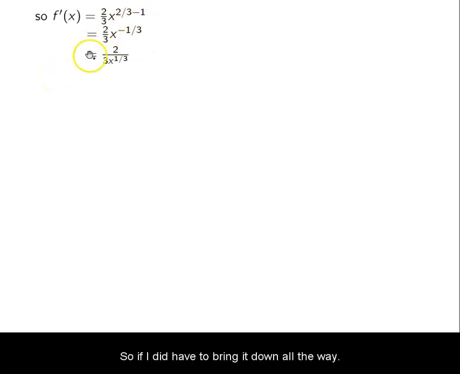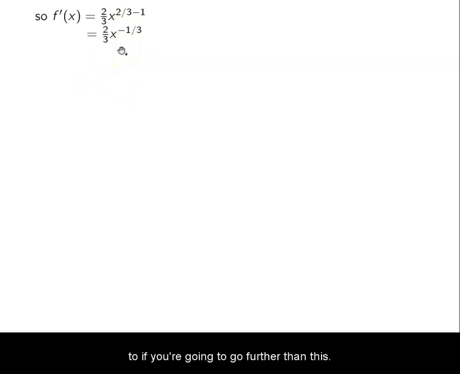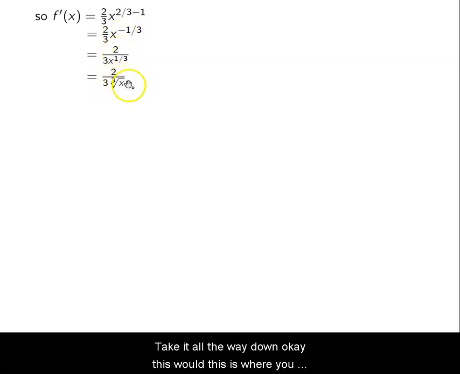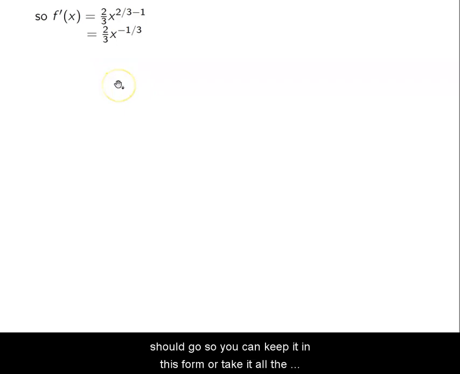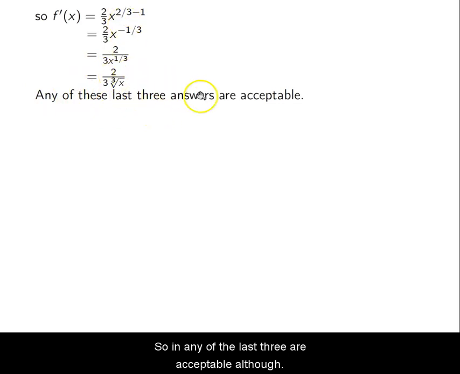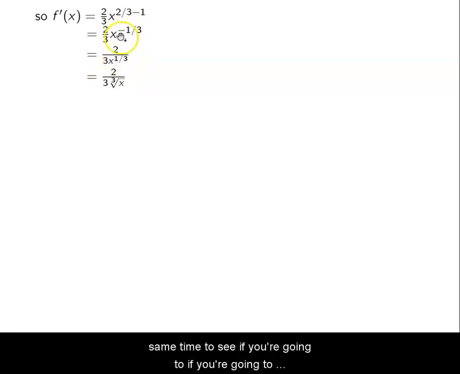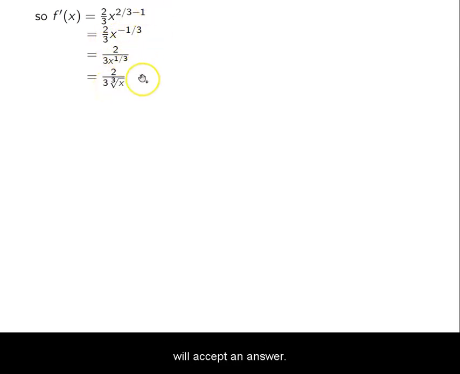So if I did have to bring it down all the way, I guess this is an okay answer. Really, if you're gonna go further than this, take it all the way down. This is where you should go. So either keep it in this form or take it all the way here, preferably here. This is my preference. Again, any of the last three are acceptable, although this I feel is you being proactive, but also lazy at the same time. Because if you're gonna simplify it further than this, then take it as far as you can. But I will accept any three of these as an answer.